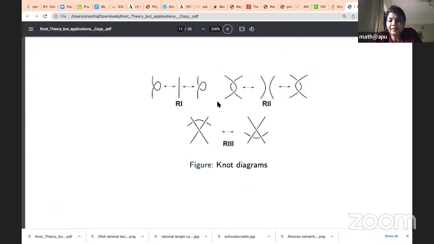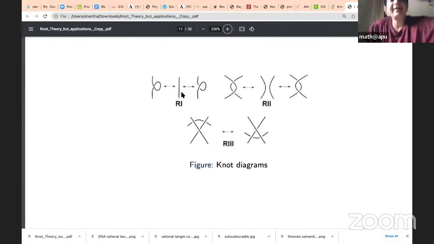For example, these are 3 moves. Let's look at R1. There is a single strand that goes over itself, and I can straighten it out. So if, for example, I have a knot like this, I can just straighten it out. This is called Reidemeister Move 1.